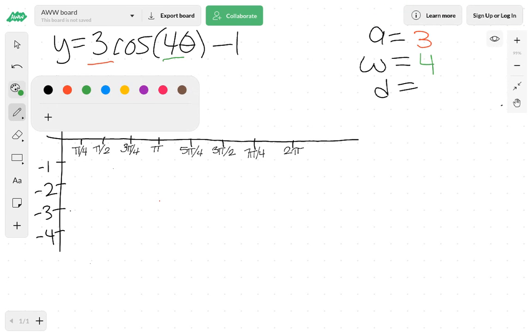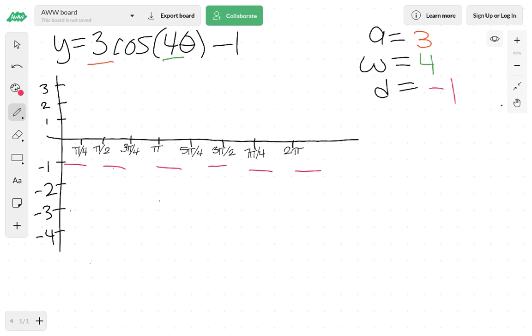And then my D, where my graph is going to move up and down to, is -1. And again, that's where I'm going to start my graph, at -1. And that's going to be my new midline, the new x-axis, the new center of my graph.